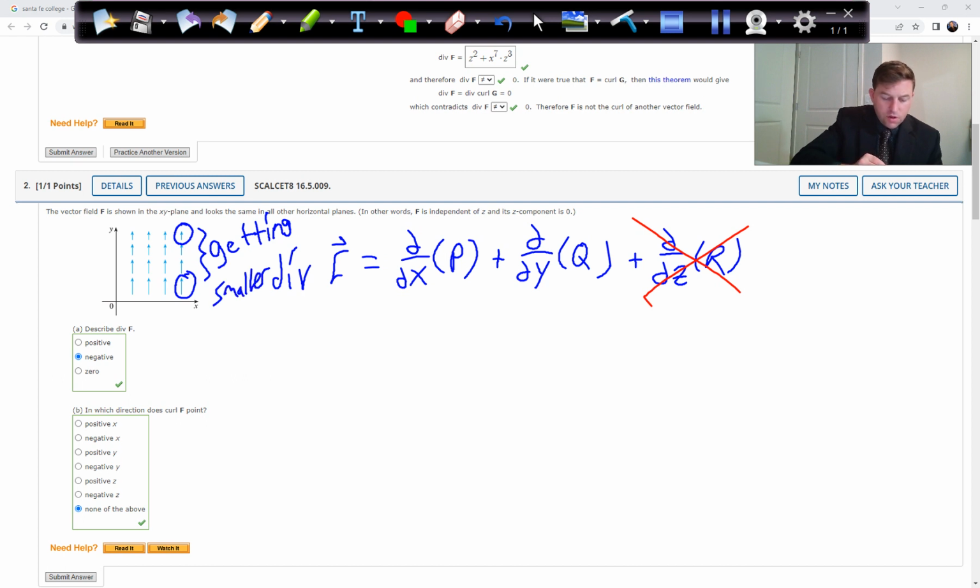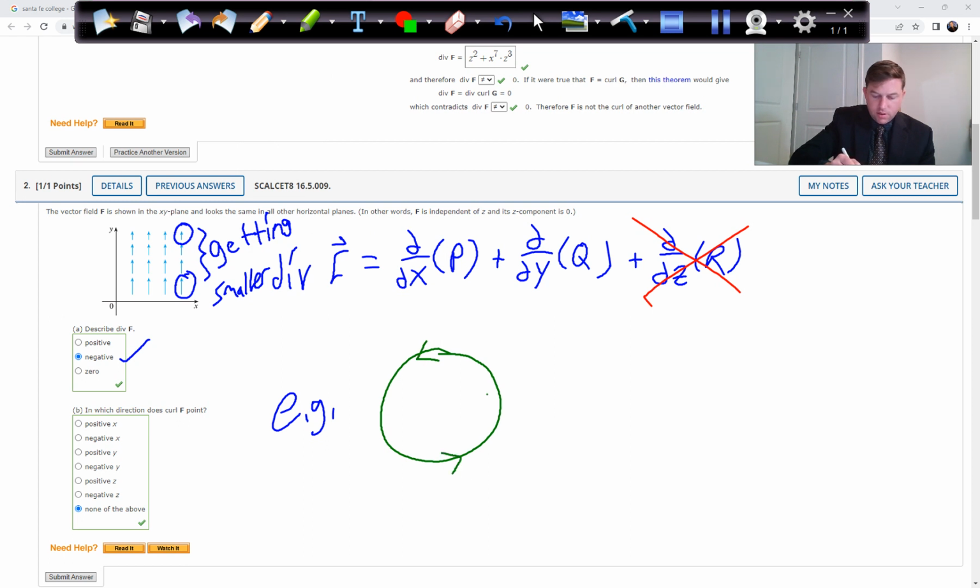So the divergence would have to be negative for that to happen. Okay, in what direction does the curl F point? So the curl, here's an example. Let's say we had a circle and we had this vector field going like this. Well, it follows the right-hand rule, so we're going to point towards those arrows and curl our right hand, and that's going to point in the direction of the curl.